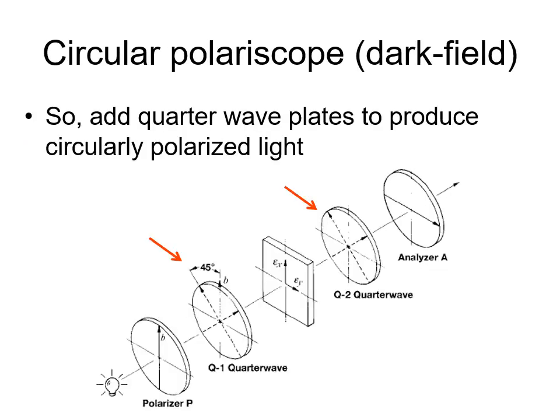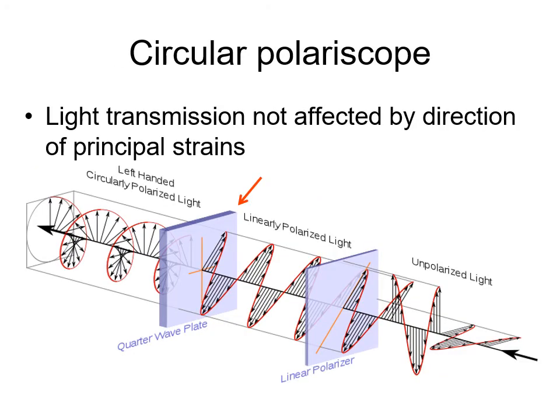Something that we can do when we're dealing with the dark field here is we can add in these quarter wave plates to produce circularly polarized light. So we can see down here, here's our Q1 quarter wave plate right there, and our Q2 quarter wave plate right over here that we've added in. So we can note that light transmission is not affected by direction of principal strains. So we can see down here in our diagram we have our unpolarized light coming in through our linear polarizer. So then coming out of this we have our linearly polarized light going through this quarter wave plate right here, and now we have this left-handed circularly polarized light coming out.